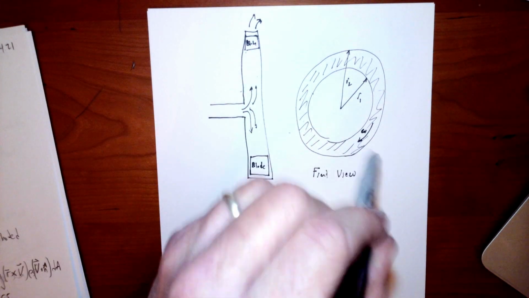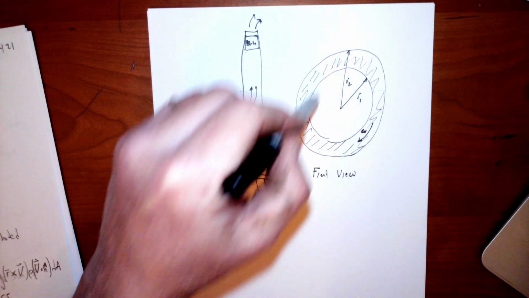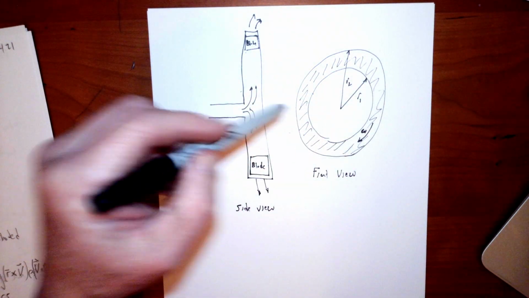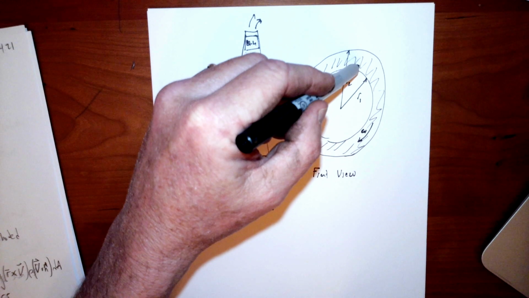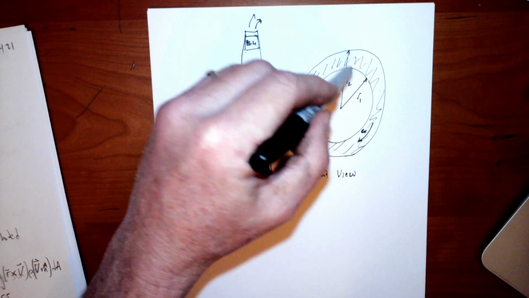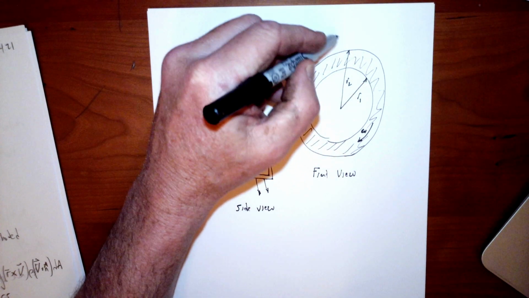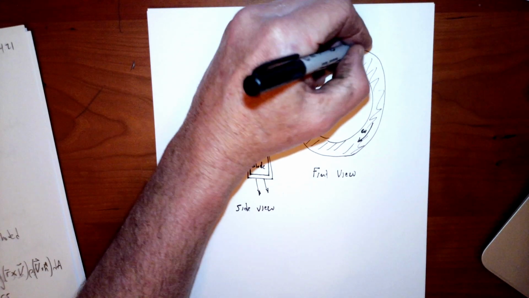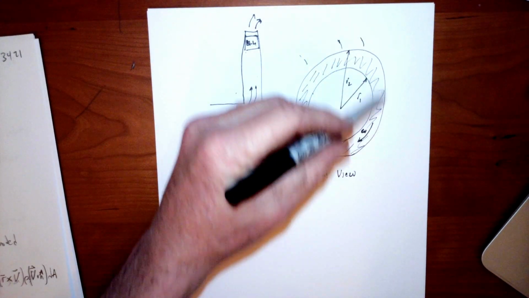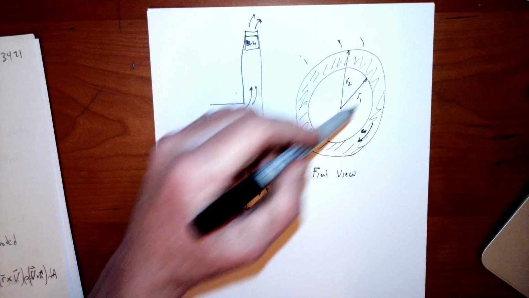And then if you look from the front, you'd see this shaded section would be where the blades are. So the liquid is going to come into the middle, flow out into the blades, and then it's going to be pushed outward from the blade. So the fluid's going to leave from the outside edge of this blade region, and enter the inside edge.